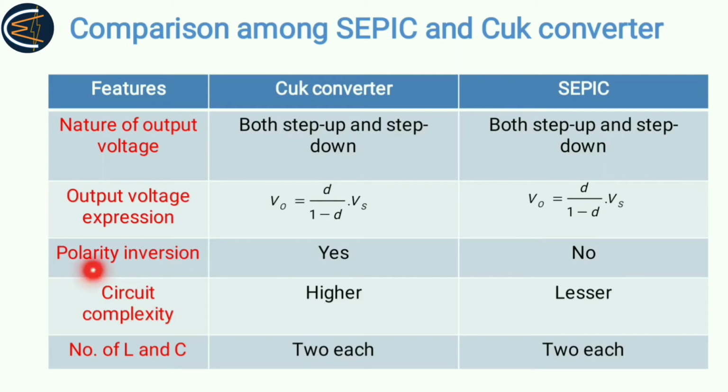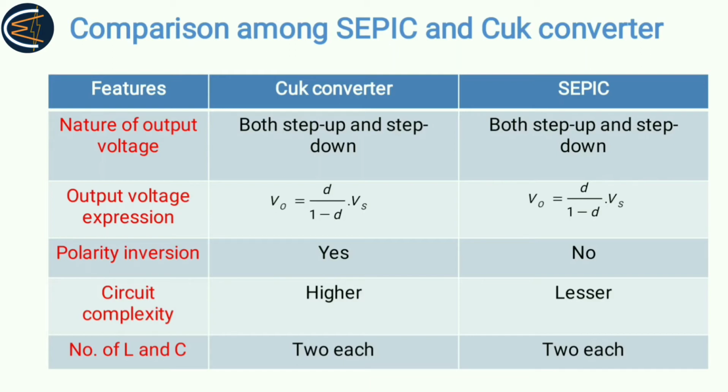Now let's come to the third point, that is polarity inversion. As we have seen in my previous two video lectures, Cuk converter has the problem of polarity inversion at the output side, but SEPIC doesn't have this problem. So that is the advantage of SEPIC over Cuk converter and also over buck boost converter, because in buck boost converter also that polarity inversion problem is there.